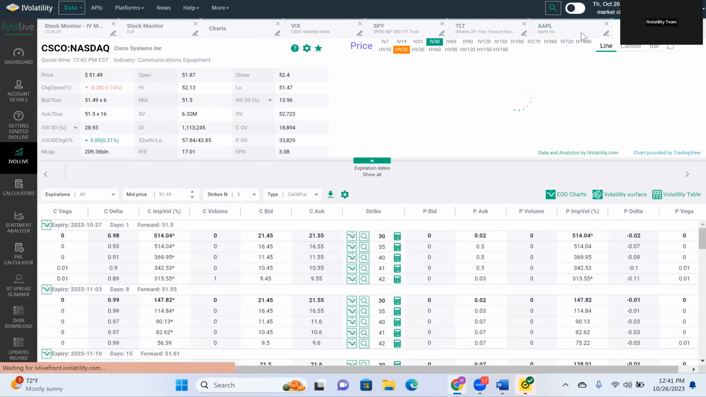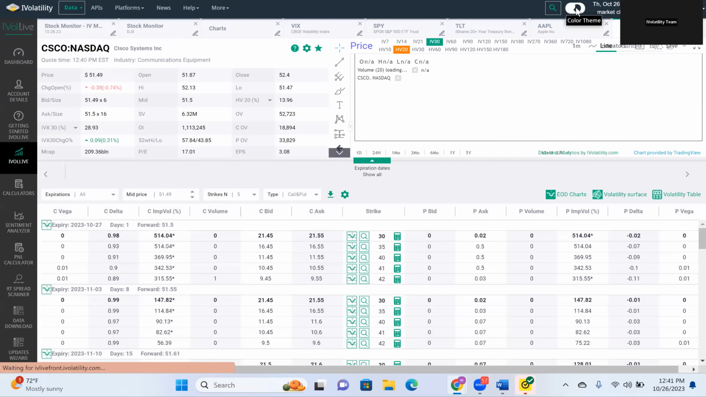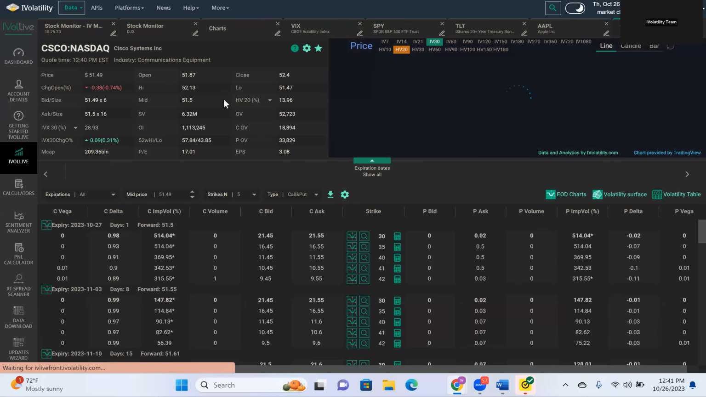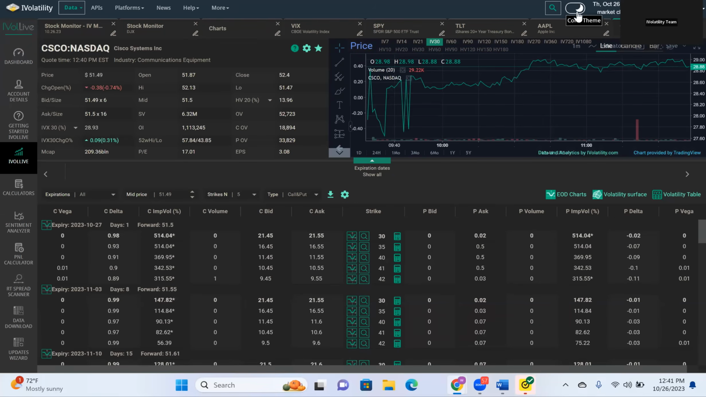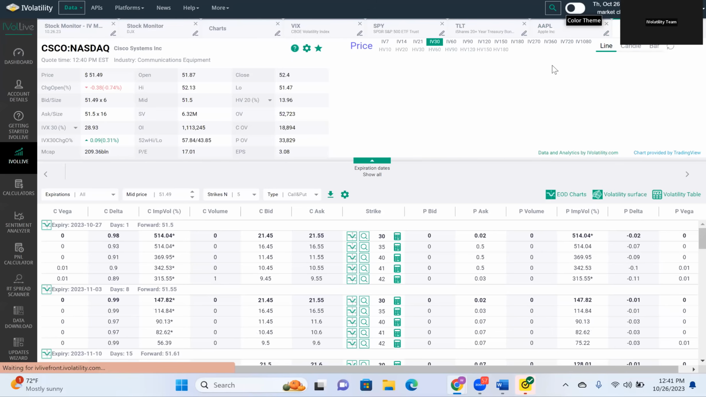While I'm over on this side of the screen, this is our color theme. So you can go night mode, which is a really cool mode, at least in my opinion. And then we could go day mode, which is the default here.